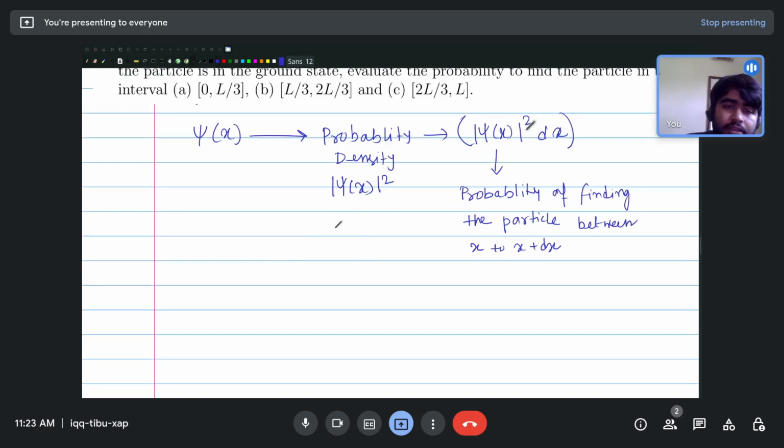Now if we know the probability density to find a particle between x and x plus dx, we know the probability of this part, where this is my x and this is my x plus dx.